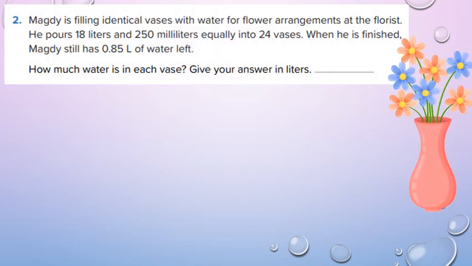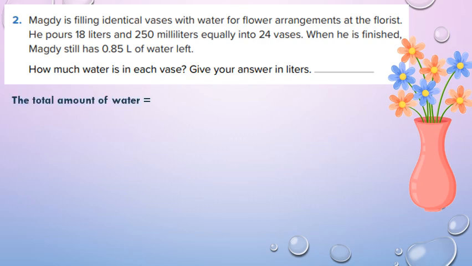Exercise 2. Magdi is filling identical vases with water for flower arrangement at the florist. He poured 18 liter and 250 milliliter equally into 24 vases. When he finished, Magdi still has 8,500 liters of water left. How much water in each vase? Give your answer in liter.